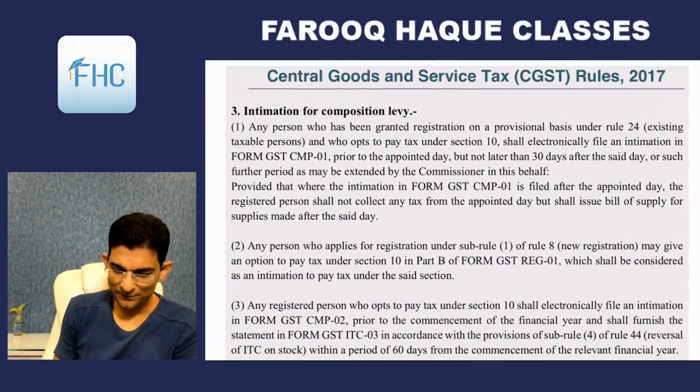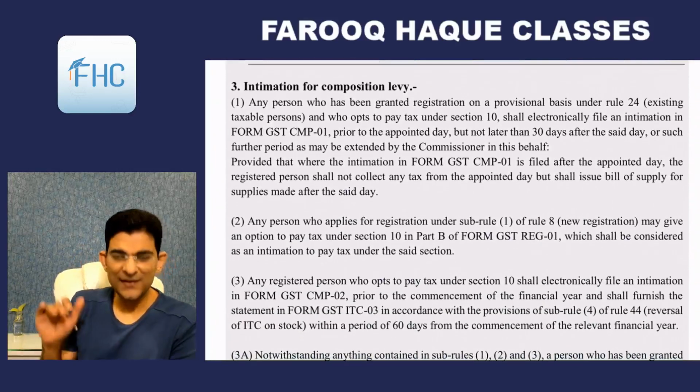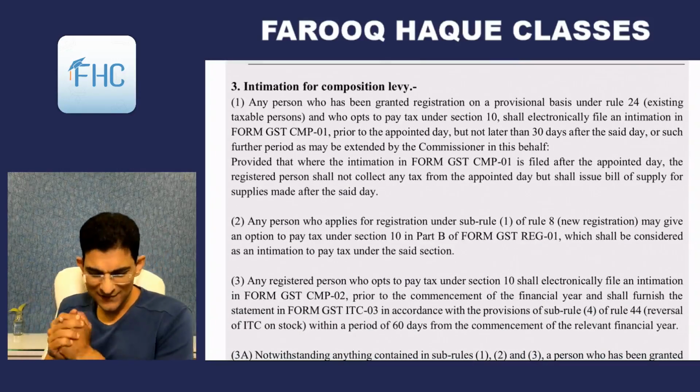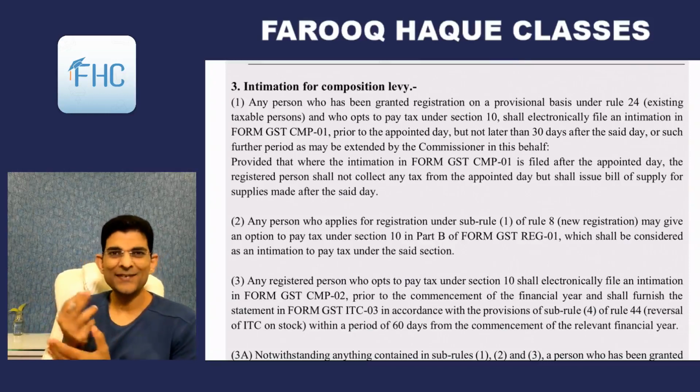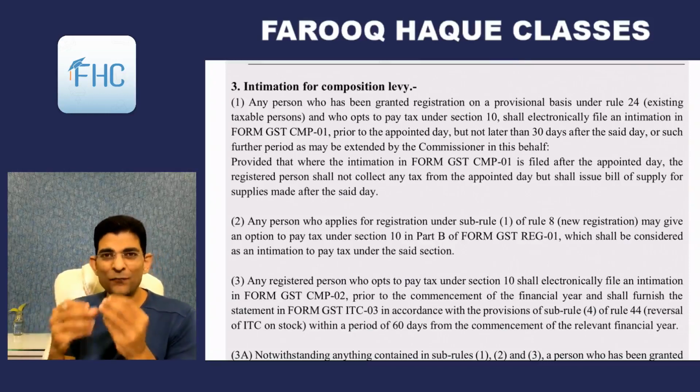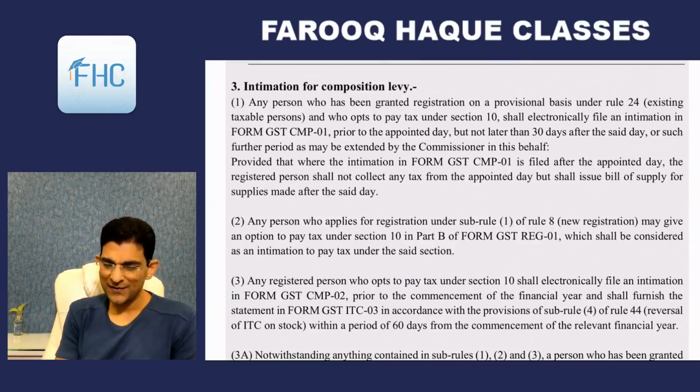Then the rules are given. So first is rule 3 of the CGST rules. This is of no use. This only gives the form numbers that you have to use. So just remember the form numbers.